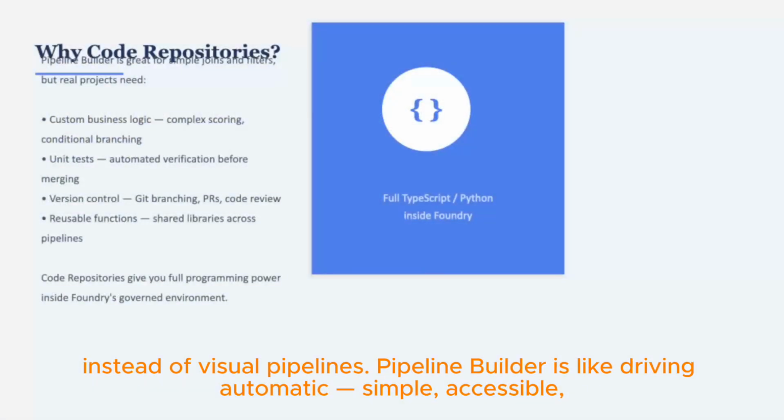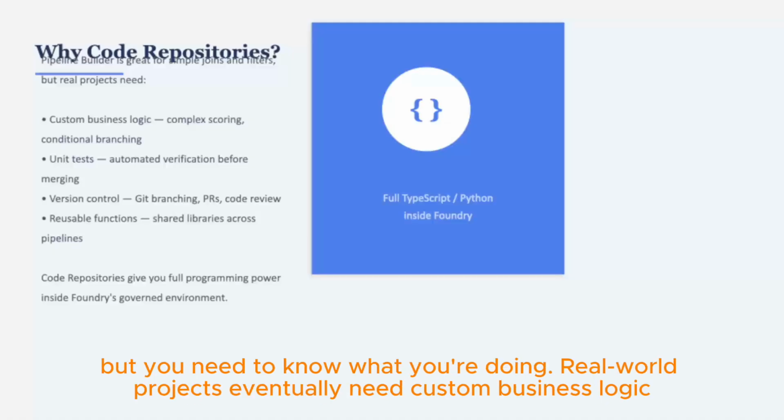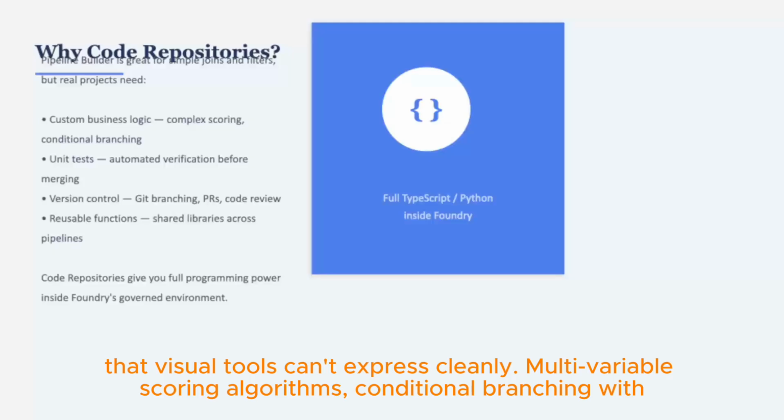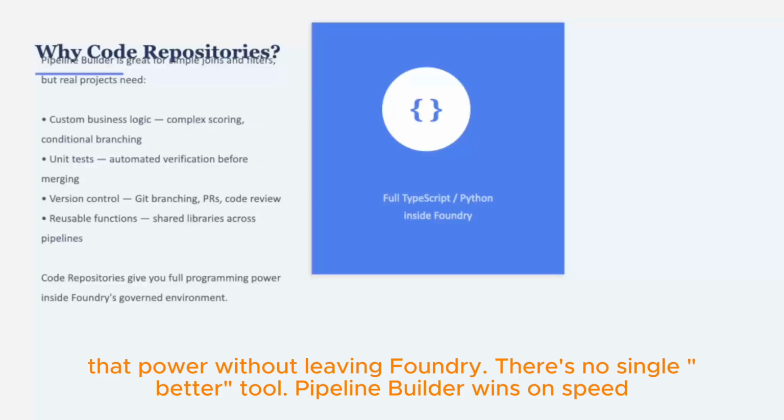Pipeline Builder is like driving automatic: simple, accessible, and fast to learn. Code repositories are like driving manual: more control, more power, but you need to know what you're doing. Real-world projects eventually need custom business logic that visual tools can't express cleanly. Multivariable scoring algorithms, conditional branching with complex rules, machine learning feature pipelines, all of these need code. Code repositories give you that power without leaving Foundry.